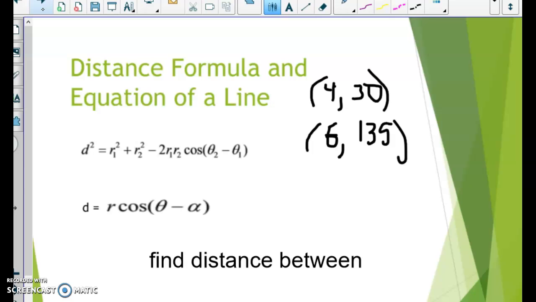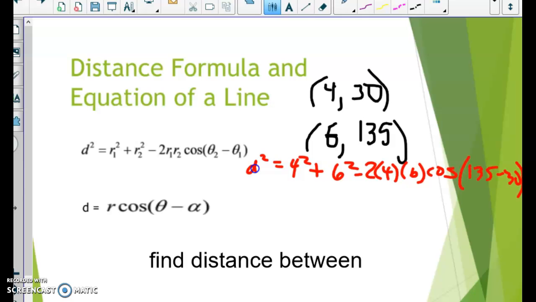I want to find the distance between these two points in polar form. So what I'm going to do is say d squared is equal to my radius 1, this being my radius 1, so I'm going to go 4 squared plus 6 squared minus 2 times 4 times 6 cosine of 135 minus 30. Simplifying that down, I get 16 and 36 minus 48 cosine of 105.